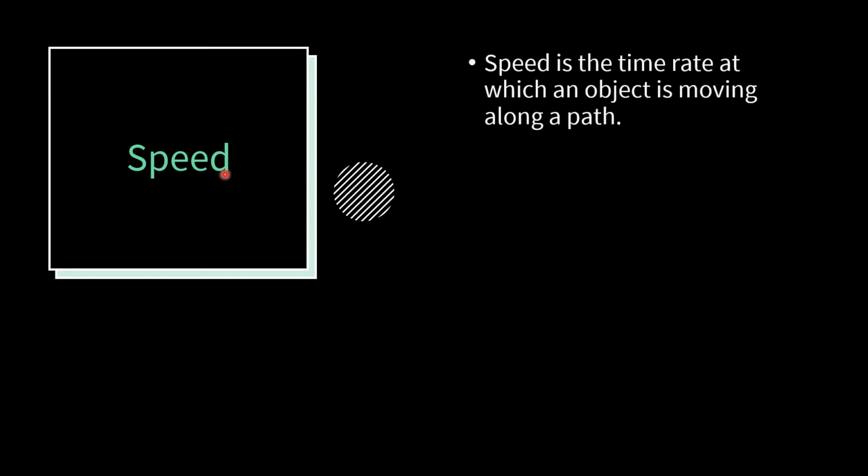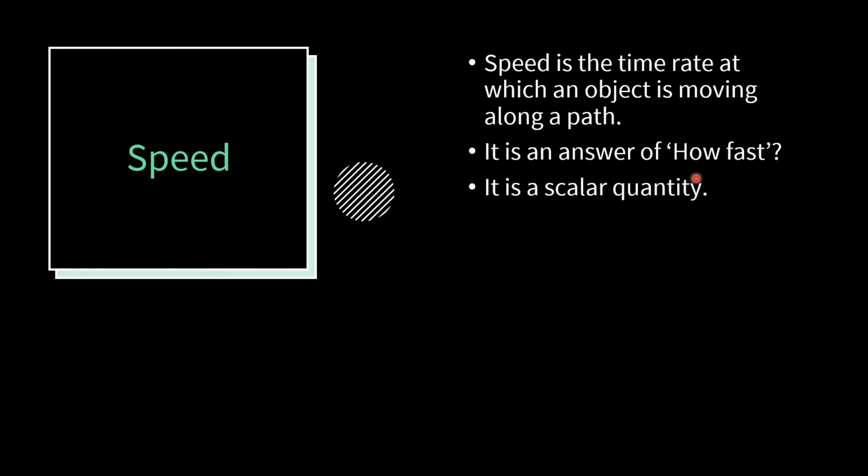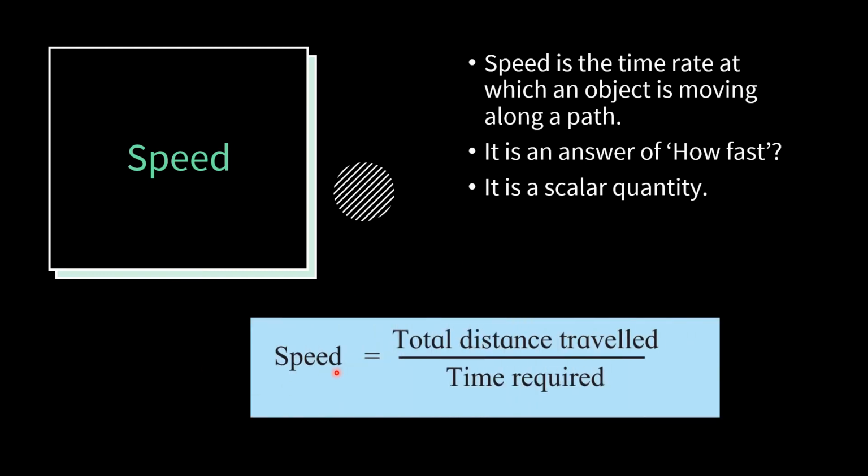Learning about motion of an object, we cannot avoid this term speed. What is speed? It is the time rate at which an object is moving along a path. It is an answer of how fast. It is a scalar quantity, meaning that we are going to calculate only the magnitude for an object. The speed of an object can be calculated using this formula, that is total distance travelled upon time required, which will give us the speed of the moving object.